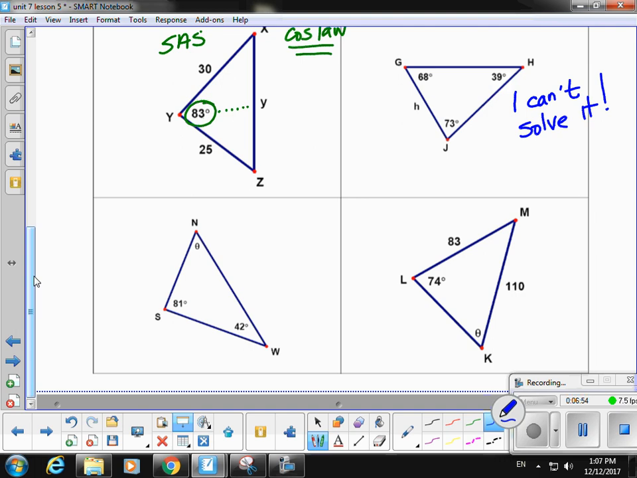Bottom left. I have 2 angles and a missing angle. Can I solve it? Yep. Don't forget, triangles add to 180 degrees. That can be super helpful.